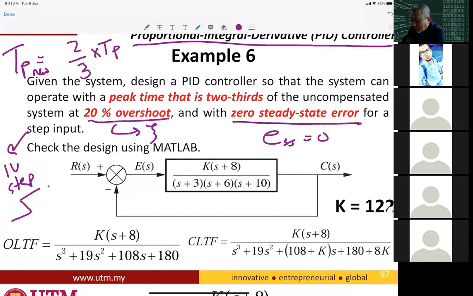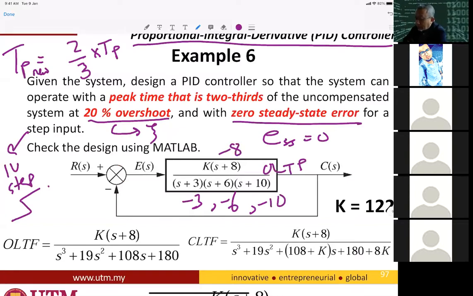And the open loop transfer function is given here. So it is a third order system where you have poles at -3, -6, and -10, and open loop zero at -8.